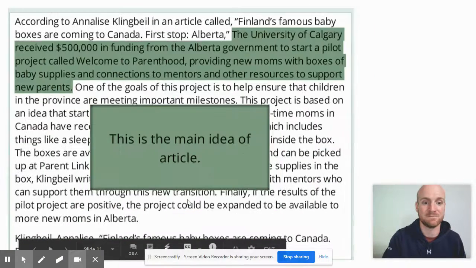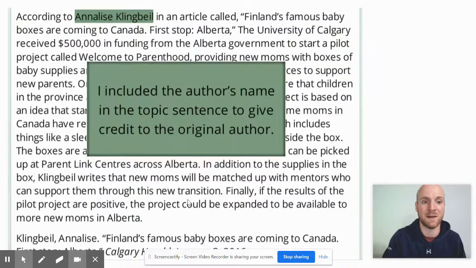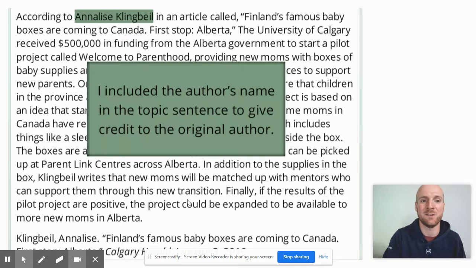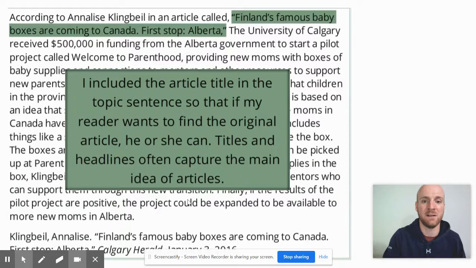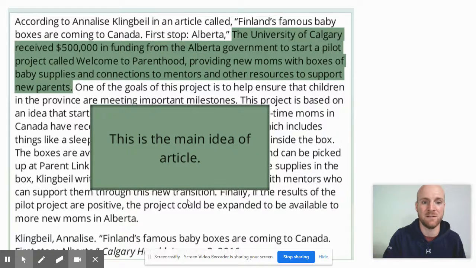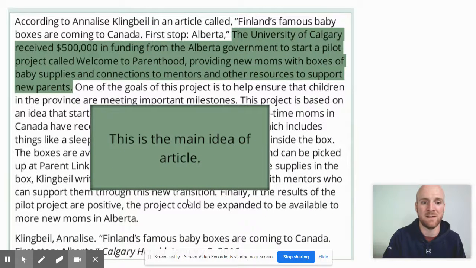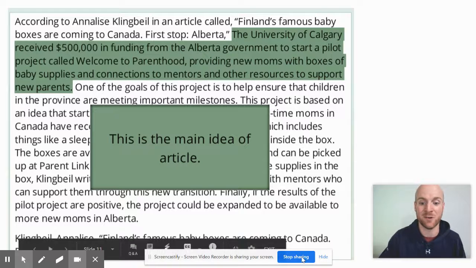Especially that introduction. I think the rest will be fine for you guys, but in that introduction, I want to see the author's name, I want to see the title, I want to see the main idea. Author, title, main idea. The rest is telling me the details. All right, so good luck on your practice.